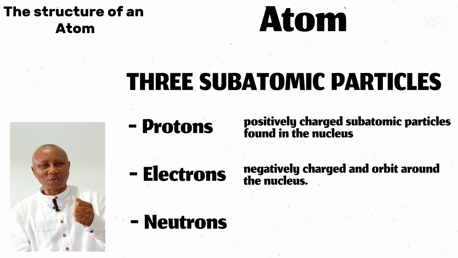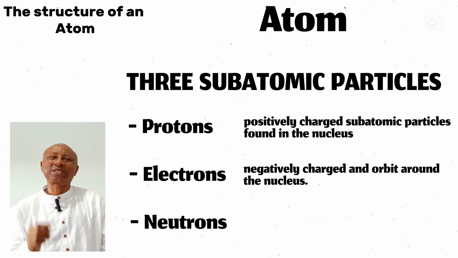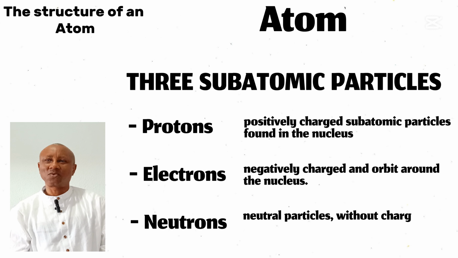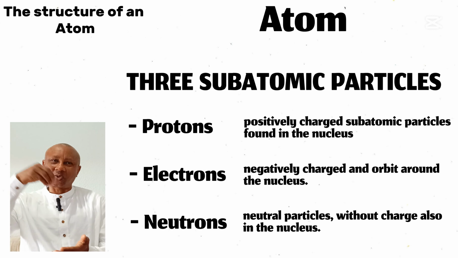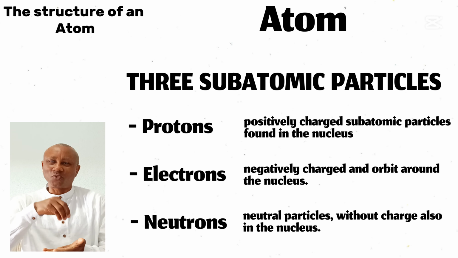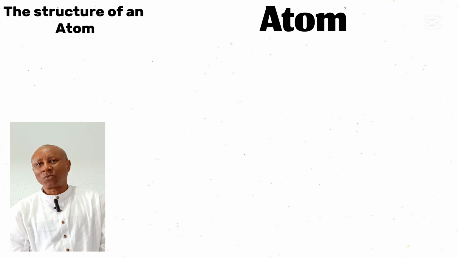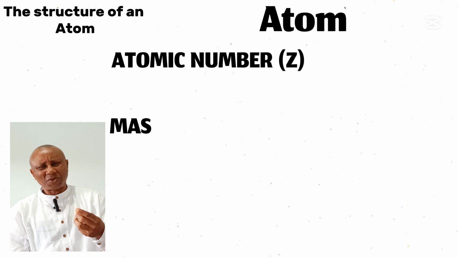We have the third subatomic particle called neutrons. Neutrons are neutral particles without charge. They also coexist in the nucleus with the protons. We have atomic number, mass number, and isotopes.